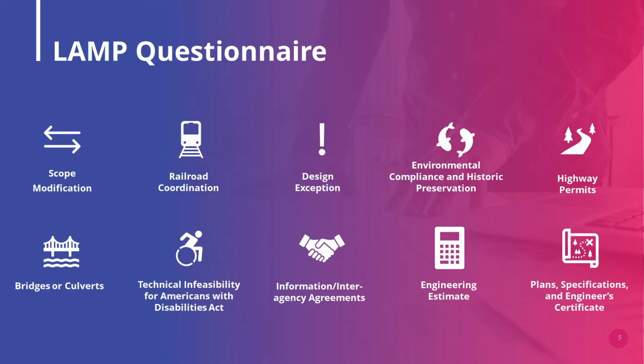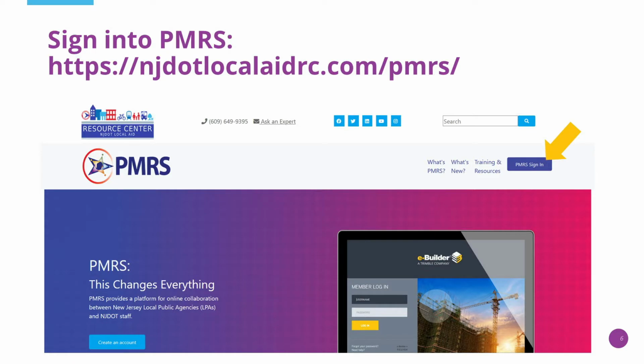Here are all the things that you currently gather and submit to NJDOT as part of PS&E, if your project requires. You will be submitting the same documents that you previously submitted on paper in an electronic format. If you forget to click on the link in the email, you can also sign into PMRS by visiting the Local Aid Resource Center website at njdotlocalaidrc.com/PMRS. Bookmark this page so that you can easily get back to it.